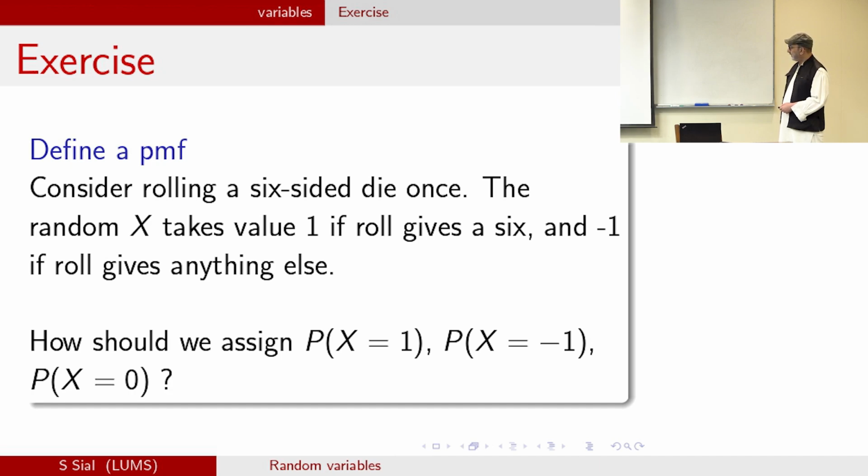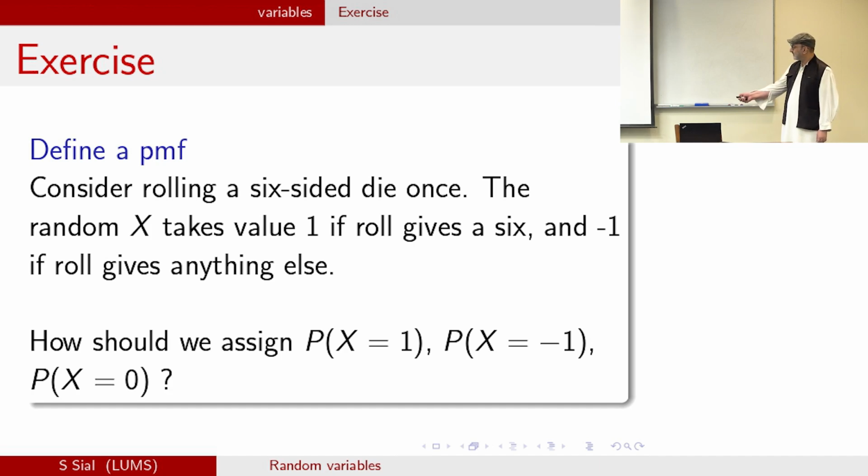Now, how would you assign the probability that the random variable is equal to 1? 1 by 6. Okay. 1 by 6. Why? Because x is 1 only when the die is a 6. There's only a 1 in 6 chance of that. The probability that x is equal to 1 is the same as the probability that one has rolled a 6. And if it's a fair die, then the probability of rolling a 6 is 1 out of 6. 1 outcome out of 6 equally likely outcomes.